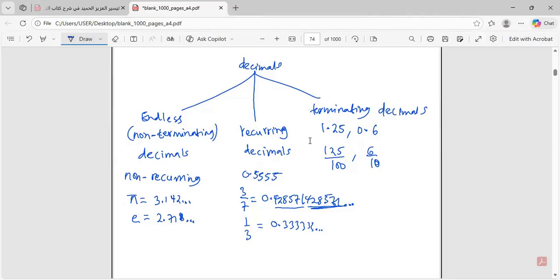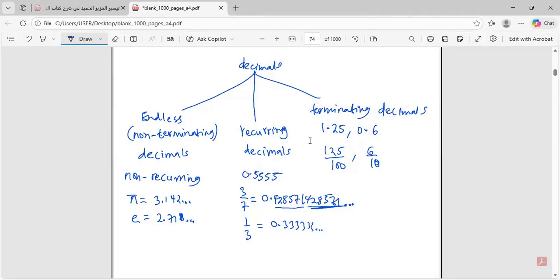But we also have endless or non-terminating, non-recurring decimals. So they're also endless, but they are non-recurring. Examples are pi and also e. So e is 2.718, and then we have some other random numbers. They do not repeat themselves with a regular pattern. Also in pi, 3.142, and then you have random numbers.